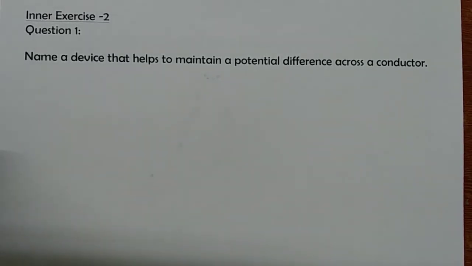So today we are going to discuss NCERT Class 10 Chapter Electricity, Intext Exercise 2. The first question is: name a device that helps to maintain potential difference across a conductor. We know the device is nothing but a cell or a battery. Any device like a cell or battery can maintain potential difference in a circuit.